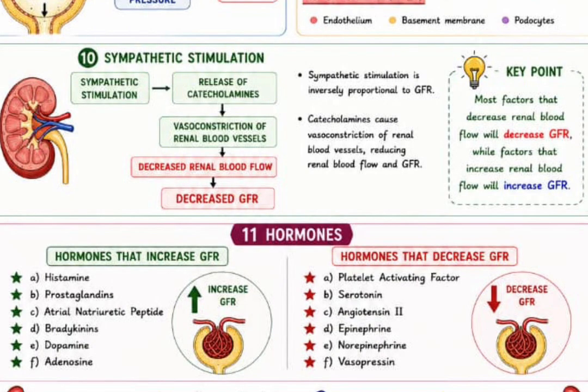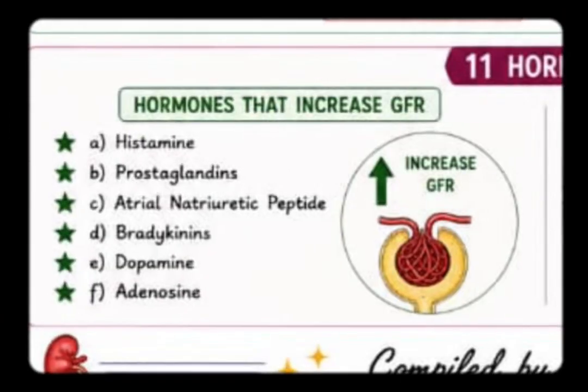You get it now? So you see this now. Sympathetic stimulation drops GFR by increasing norepinephrine, which binds to the alpha receptor on the renal arteriole. If you bind to the alpha receptor, it causes vasoconstriction, reducing renal blood flow, which reduces GFR.